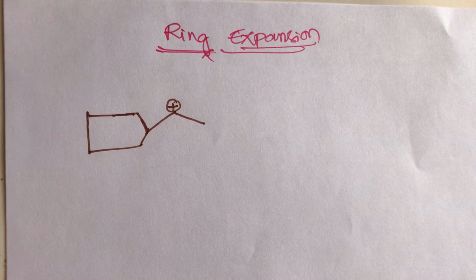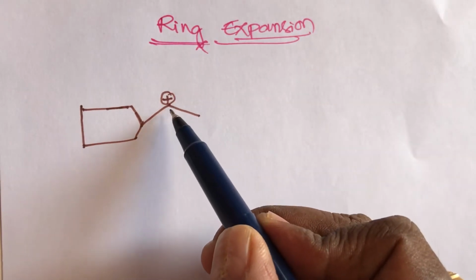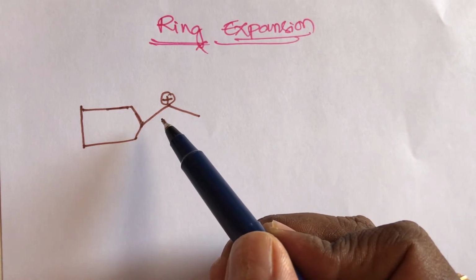Students, next continuation, ring expansion. Next example, that is a 5-membered ring converted into a 6-membered ring. Here the positive charge is present outside of the ring, so it will undergo ring expansion.